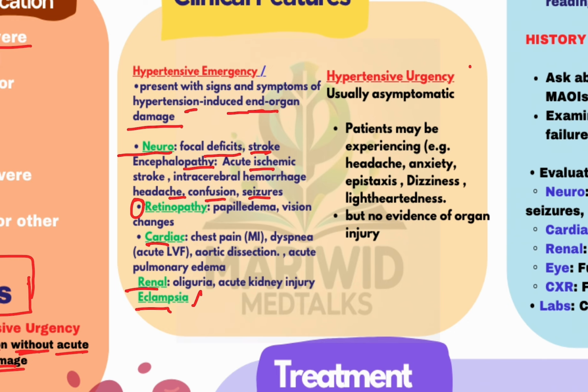Retinopathy can present with papilledema on fundoscopic examination or vision changes. Cardiac features can be chest pain due to myocardial infarction or severe dyspnea due to acute heart failure, left ventricular heart failure, aortic dissection, or acute pulmonary edema. Renal symptoms can be oliguria or acute kidney injury, and eclampsia or preeclampsia if it happens during pregnancy.